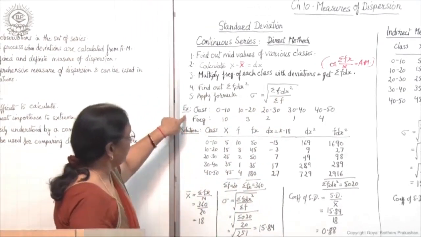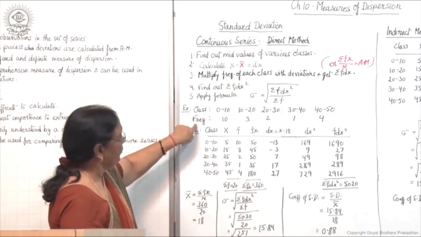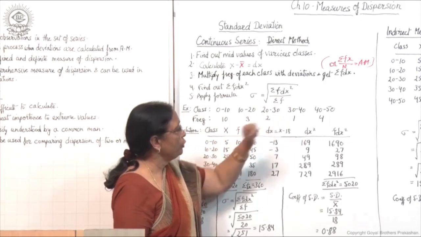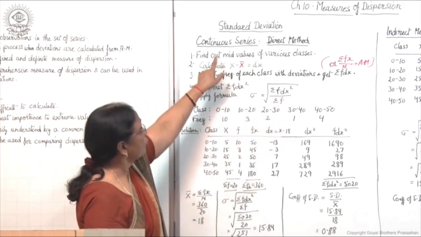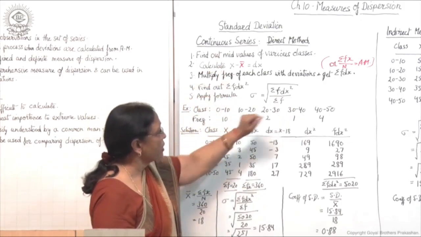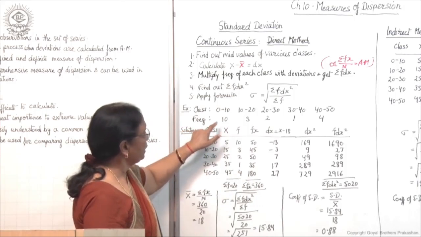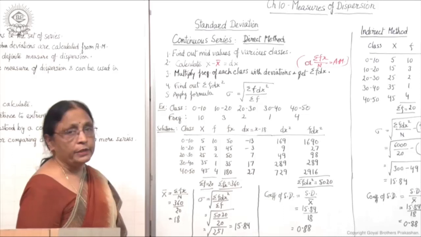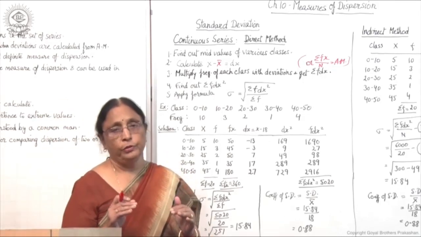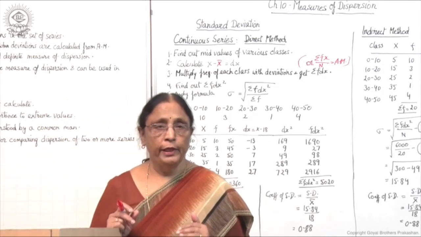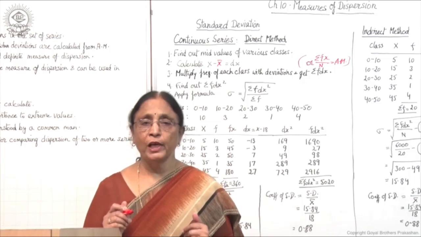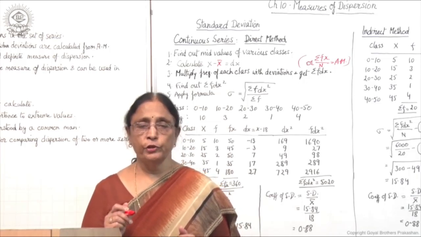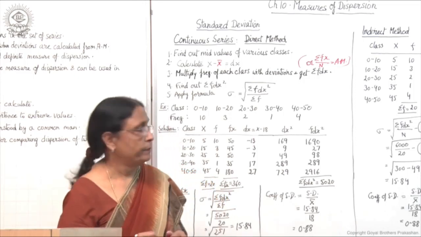Now for example, here class and frequency are given. Class is 0 to 10, 10 to 20, 20 to 30, 30 to 40, 40 to 50. This is the case of continuous series, so we have taken the class interval here. Frequency 10, 3, 2, 1, 4. This is the data given to you, and on the basis of this data you are supposed to calculate standard deviation and coefficient of standard deviation.